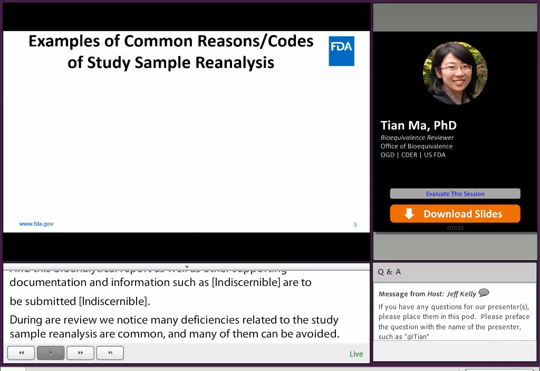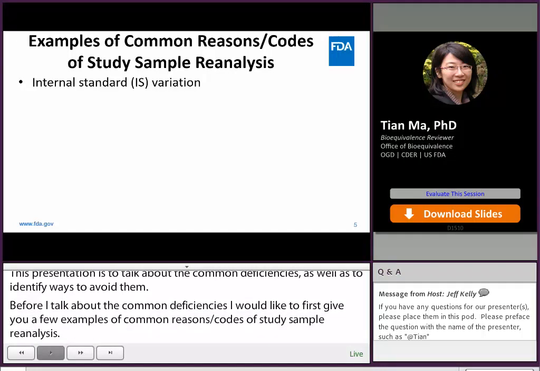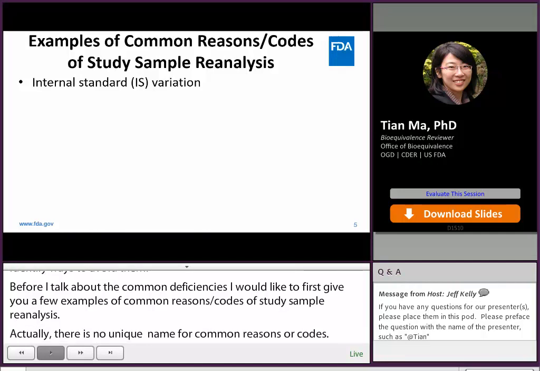Before I talk about the common deficiencies, I would like to first give you a few examples of common reasons or codes of study sample reanalysis. And actually, there's no unique name for common reasons or codes. For example, for internal standard variation, sometimes the applicant may refer to it as inconsistent internal standard response, or very high or very low internal standard response. But the general principle applies.